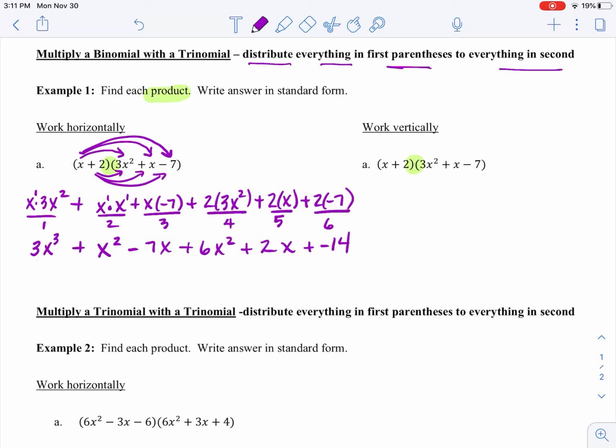Remember that I don't expect you to write, let me star this in red, I don't really expect you to write this step that I'm starring in red.